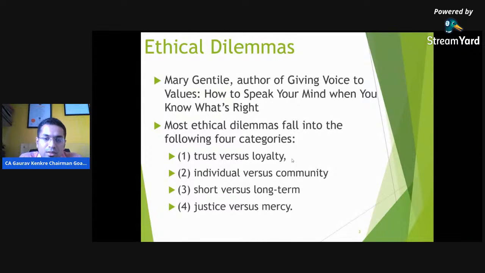The second is, of course, individual versus community. So, from a professional CA example, I can try to give an example: the CA Institute publishes a recommended minimum scale of fees which we should charge for certain professional engagements. They are only recommendatory, they are not mandatory. However, they are some kind of a benchmark for us to follow.